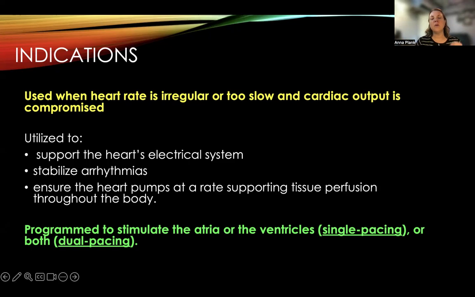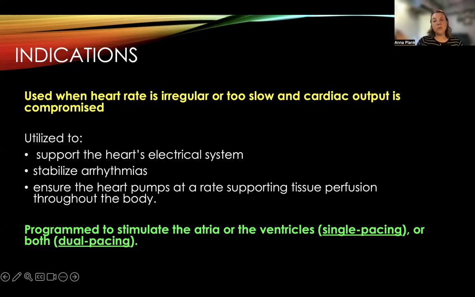Okay, we use those when the heart rate is either too slow or it's too irregular and our cardiac output is compromised. So all the things we're trying to do is establish homeostasis. We want cardiac output that's going to support the body, right? But keep everything perfused. That's our goal. The goal is tissue perfusion, right? So we support what's already going on with the electrical system. We kind of stabilize if something's really out of whack. And we make sure that the heart rate is going enough that we've got perfusion, right?